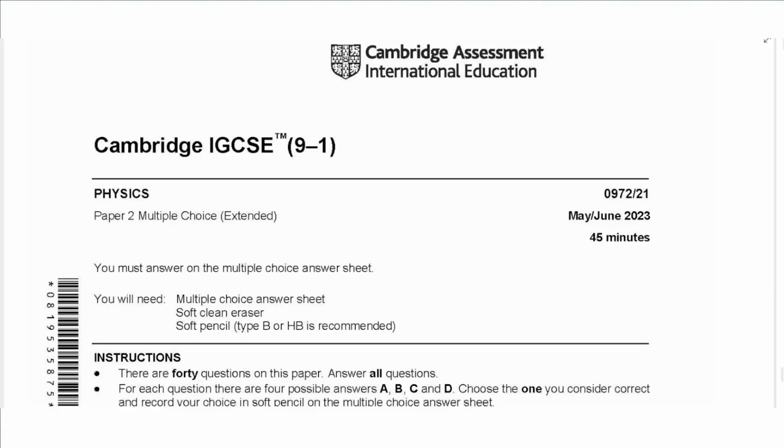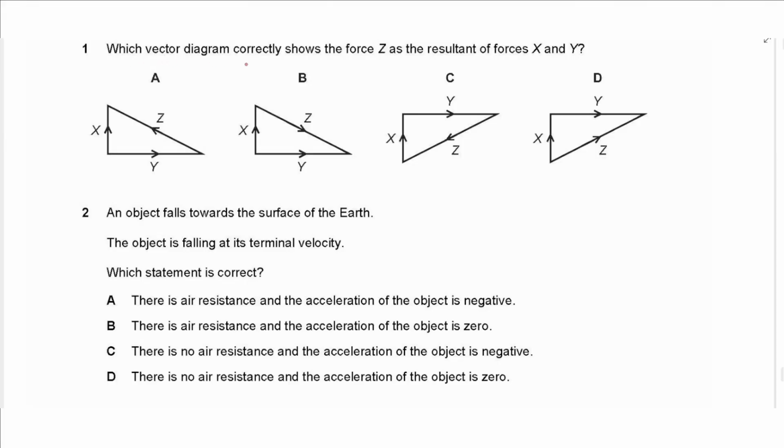In this video I will be solving the paper 2 exam for May-June 2023 variant 1. So let's get started. Question 1 says, which vector diagram correctly shows the force Z as the resultant of forces X and Y? So we can either use head-to-tail method or parallelogram method.